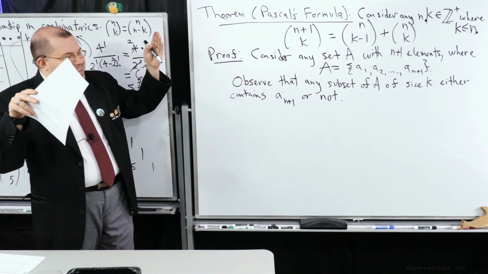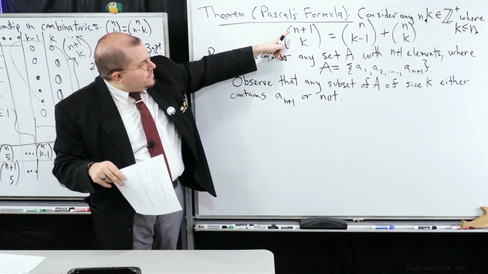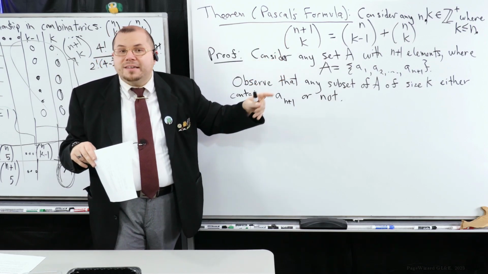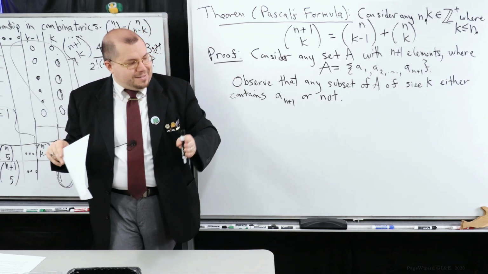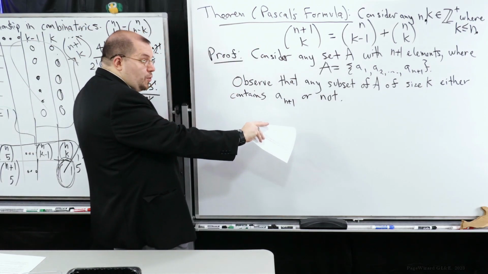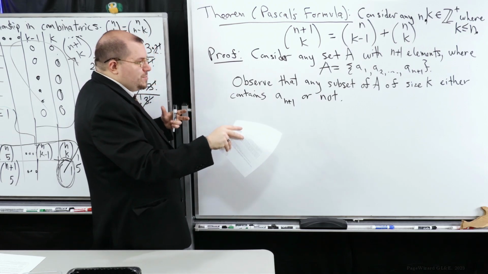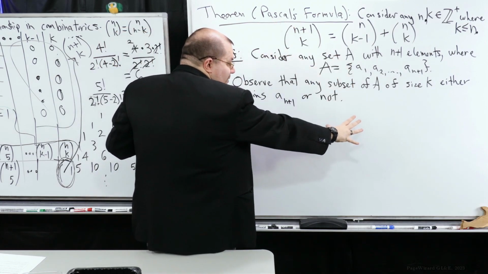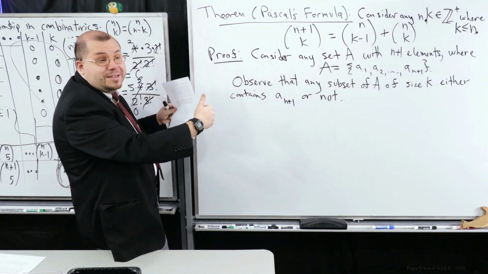So if I pick a subset of size k, remember, we're considering subsets of size k for a set with n plus 1 elements. There's only two possibilities. It's either going to have a_{n+1} in it, or it isn't. There's only two choices here. And notice that they are not overlapping. They're disjoint. So if I were to count these subsets, there's going to be the ones that have a_{n+1} in them, and then the ones that don't. So the total number will be the sum of those two. And that's how we're going to bring in the addition principle.